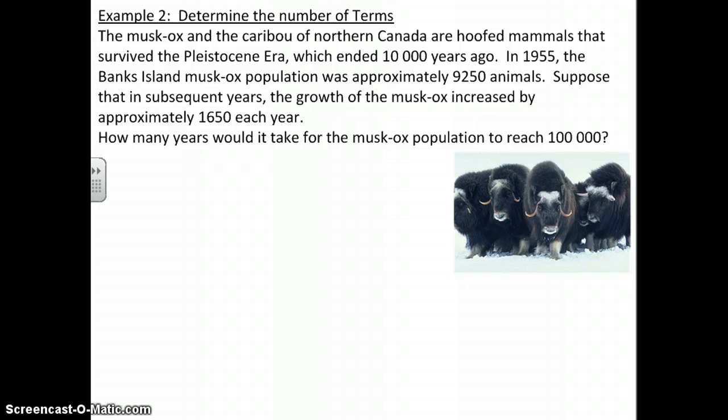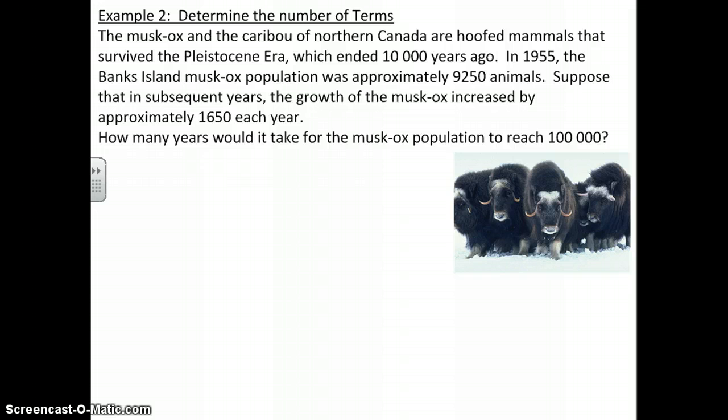So we've got the muskox and caribou of northern Canada are hoofed mammals that survived the Pleistocene era, which ended 10,000 years ago. In 1955, the Banks Island muskox population was approximately 9,250 animals. Suppose that in subsequent years, the growth of the muskox increased by approximately 1,650 per year. How many years would it take for the muskox population to reach 100,000?